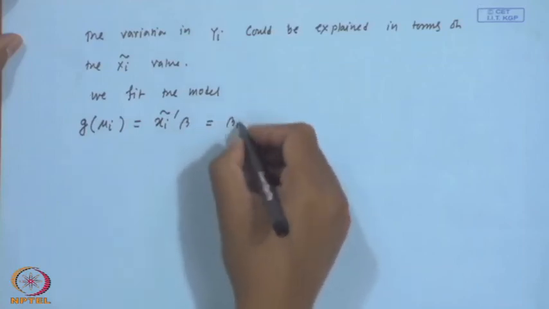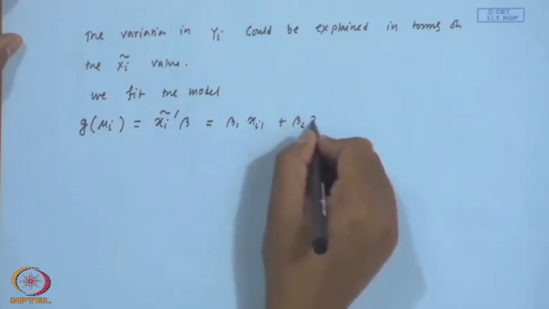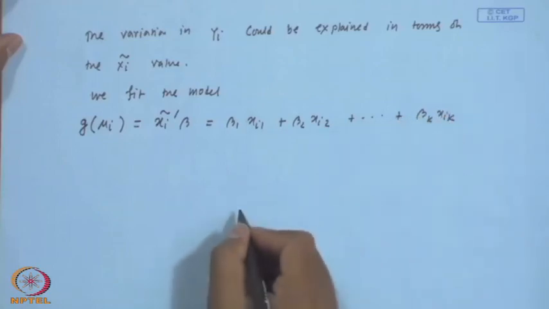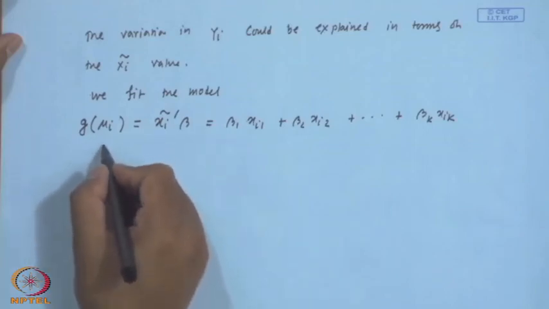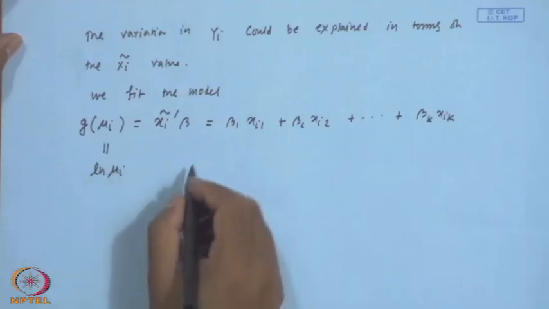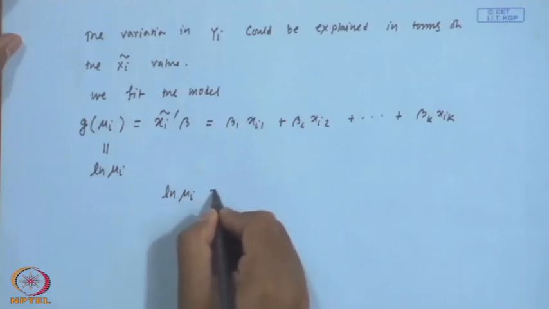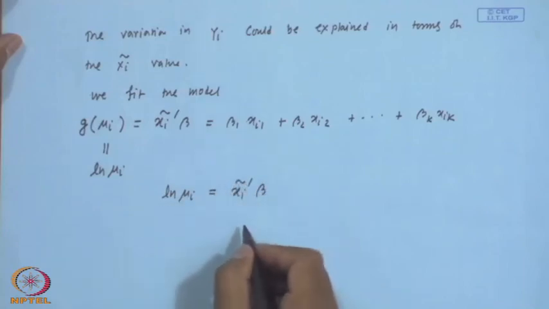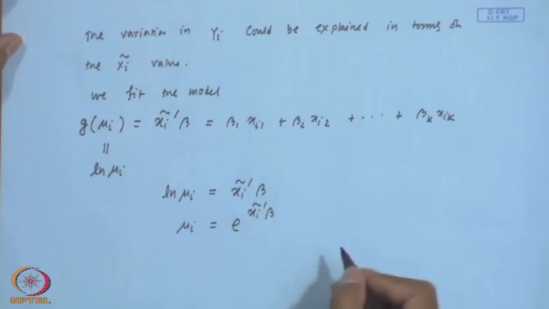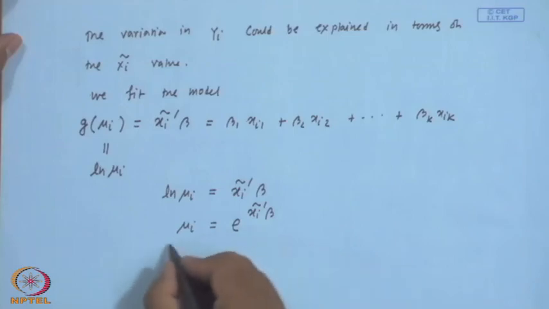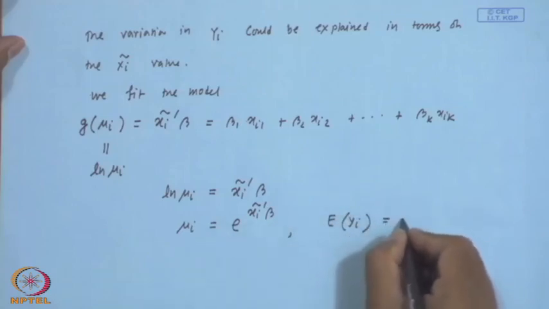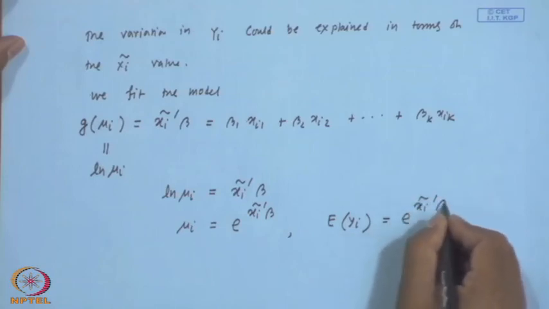Which is equal to beta 1 xi1 plus beta 2 xi2 plus, say, beta k xik. And this g(mu) is the link function, which is nothing but the natural parameter, that is ln mu i. So, the model we go for is ln mu i equal to xi prime beta. This can be written as mu i equal to e to the power of xi prime beta, which is nothing but the expectation of yi. So, that is mu i, equal to e to the power of xi prime beta.